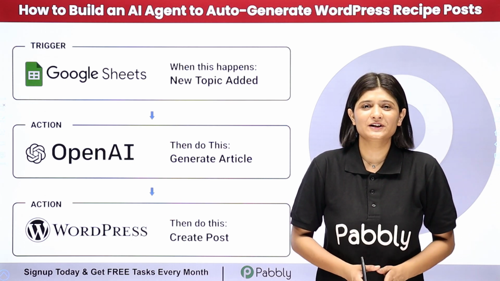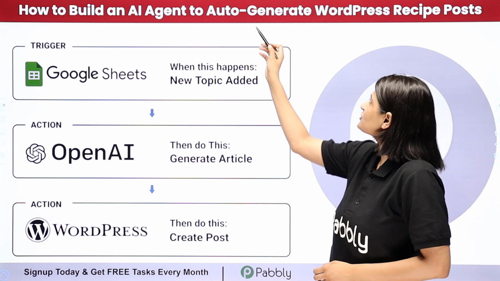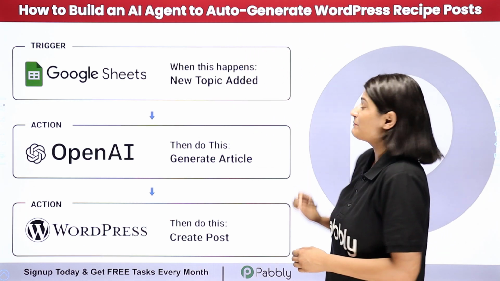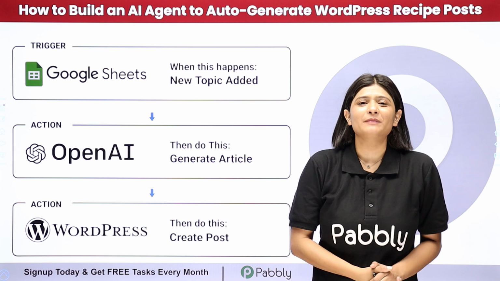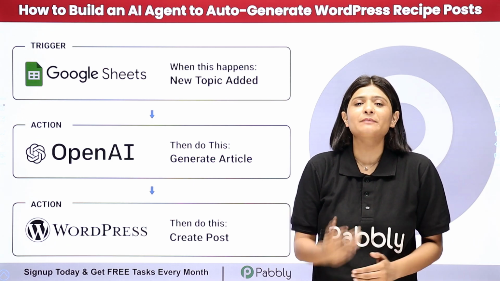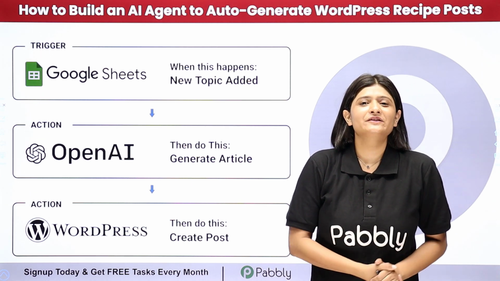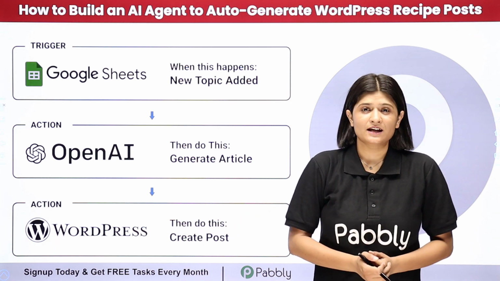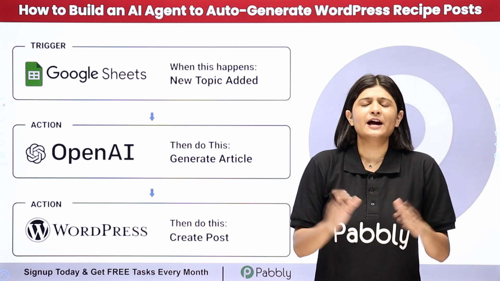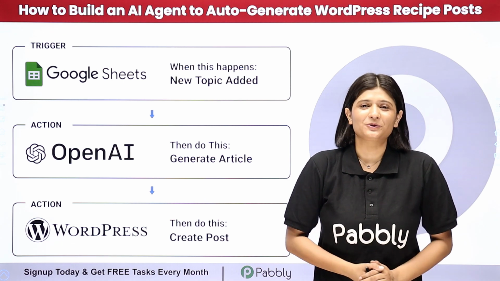In this video, we are going to learn how to build an AI agent to auto-generate WordPress recipe posts. So let's suppose I'm an online chef and I want to increase my online presence. For that, I regularly want to post on WordPress. Now, doing this manually is a very time-consuming task, so I'm completely going to automate this process.